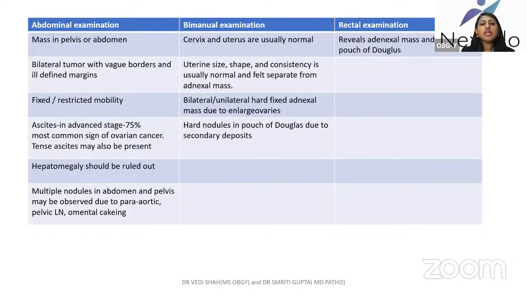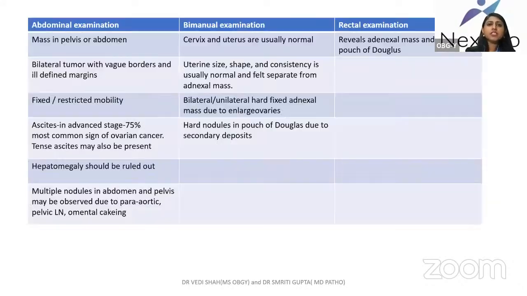Now, when examining the adnexa, a bilateral or unilateral hard fixed mass would be noted in either of the adnexa. Most of the times these malignant tumors are bilateral, and as a result, you need to note both the adnexa. And lastly, you need to assess the pouch of Douglas, where you can also appreciate hard nodules because of the secondary deposits. So these findings are to be confirmed by the per rectal examination.